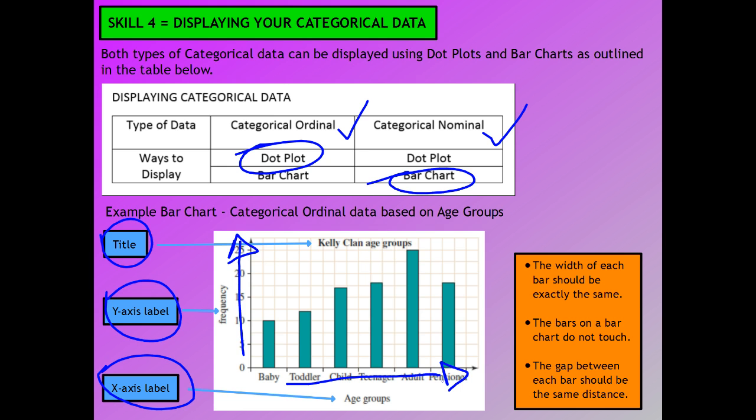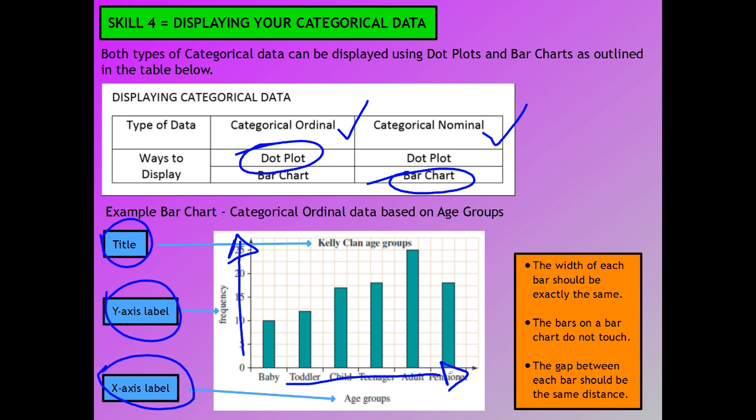So this graph here is displaying how many people are in which age group. So we've got 10 people in the baby category, about 12 in the toddler, about 17 in the child, 18 in the teenager, 25 in the adult, and maybe 18 in the pensioner.